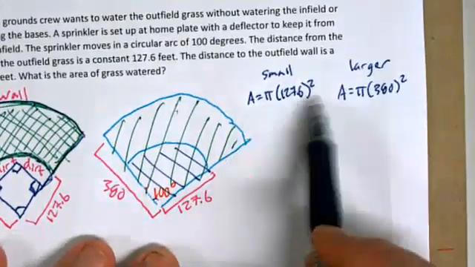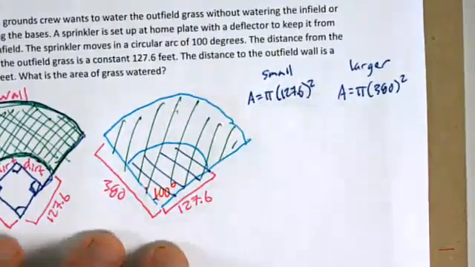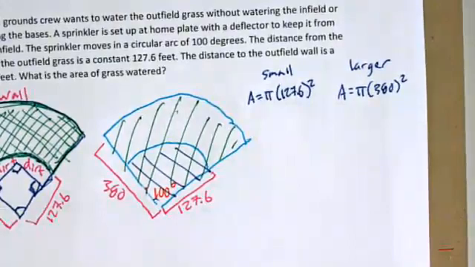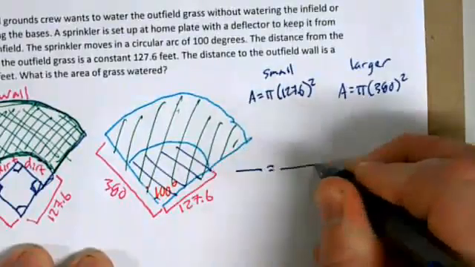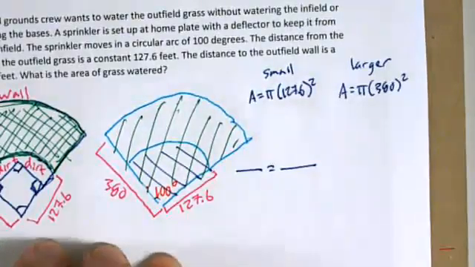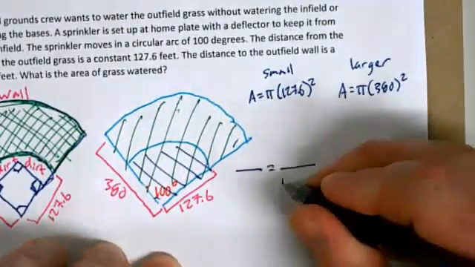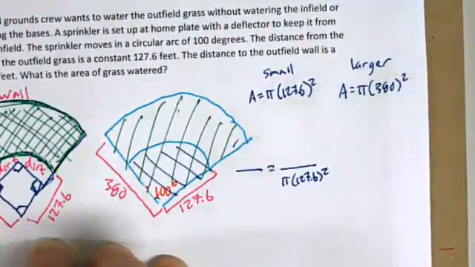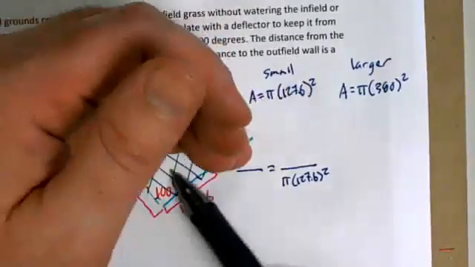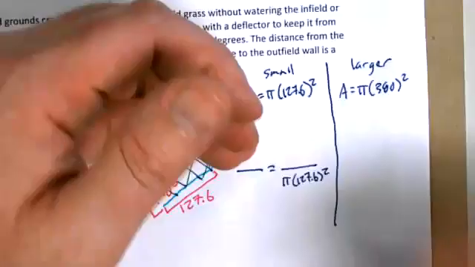Some of you might be tempted to type that into your calculator and get a decimal answer for it. You can do that if you want. I'm just going to leave it as is, and I'll just stick that into my proportion. That was the whole area. I'm going to put it down here: pi times 127.6 squared. I'm just focused on this little guy for right now, and then I'm going to come back and do the other one with the 380.